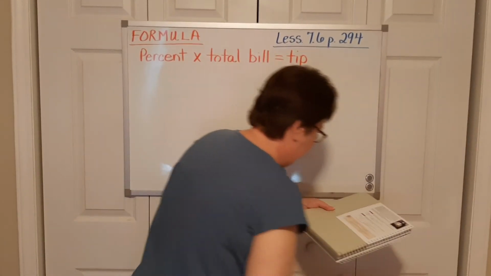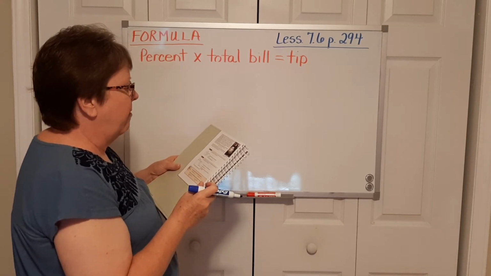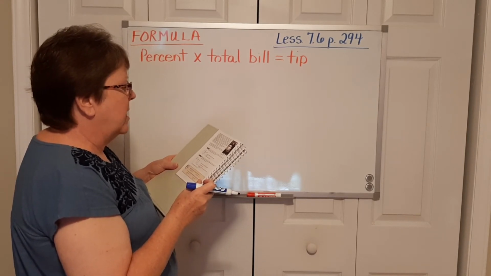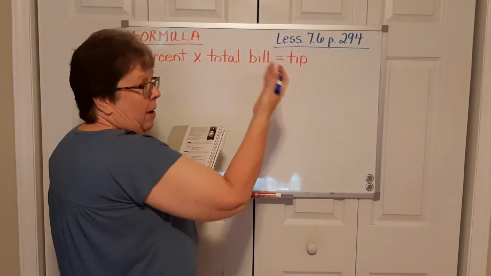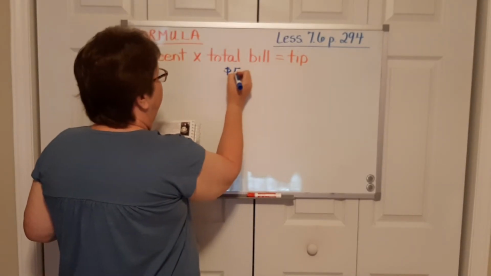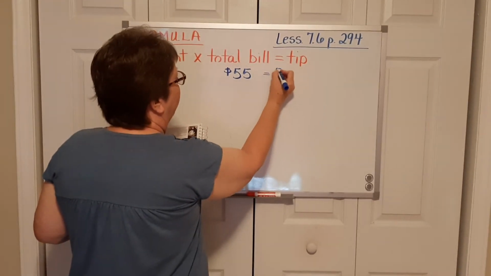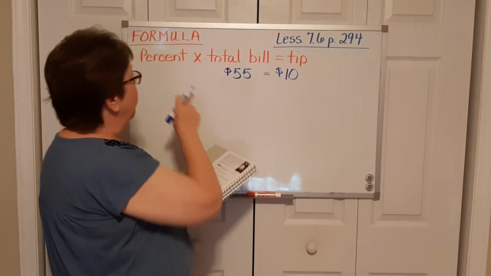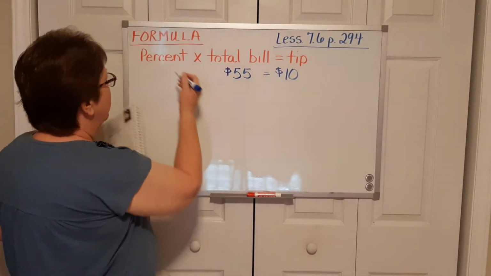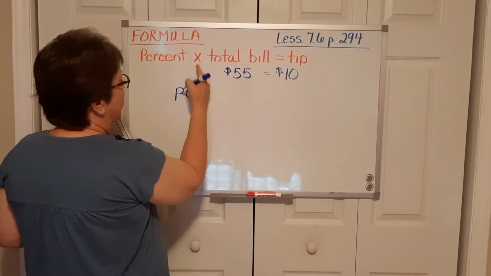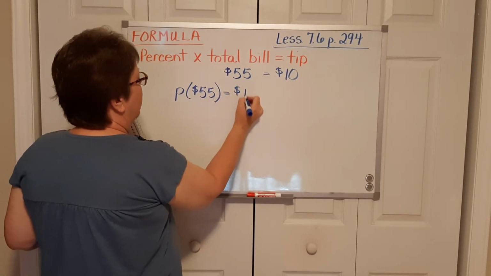Example 5 on page 294. It says a hairdresser gave a $55 perm and received a $10 tip. Okay, she gave a $55 perm, so that was the amount of the bill. $55 perm. And she received a $10 tip. So now it says what percent? So here we're finding percent. What percent of the bill did she receive? So we've got our percent times our $55 equals $10.